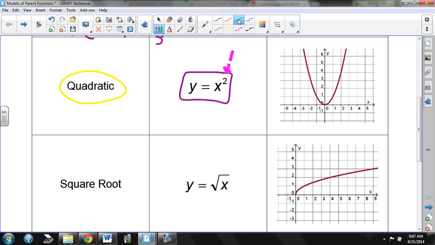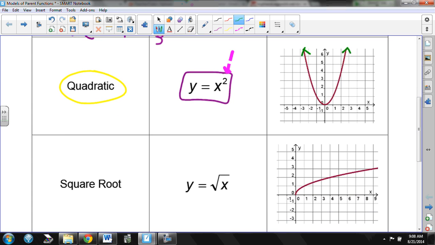Notice to the left of 0, when the x values are negative, the quadratic parent function decreases as you get closer to 0. On the right side, for the positive values for x, as you move to the right, the quadratic parent function increases. That's different than the linear parent function. The linear parent function always increases. The quadratic decreases for a while and then increases for a while. And it curves instead of being straight.